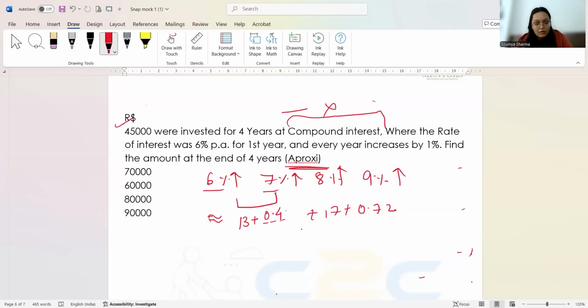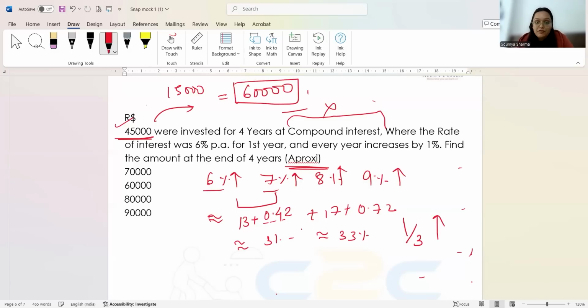Yes, 0.42. So it will come out to be 31 point something. So can I take it as 33%? 33% means 1/3 ka increase. Now my initial value is 45,000. When I will do 1/3 ka increase, 1/3 is 15,000 ka increase. So it will come out to be 60,000.